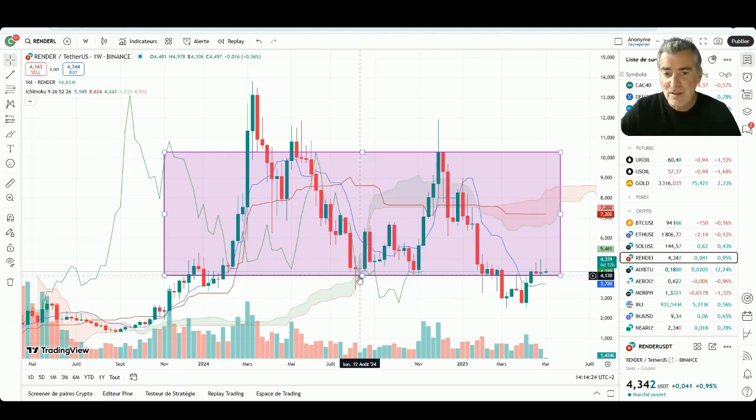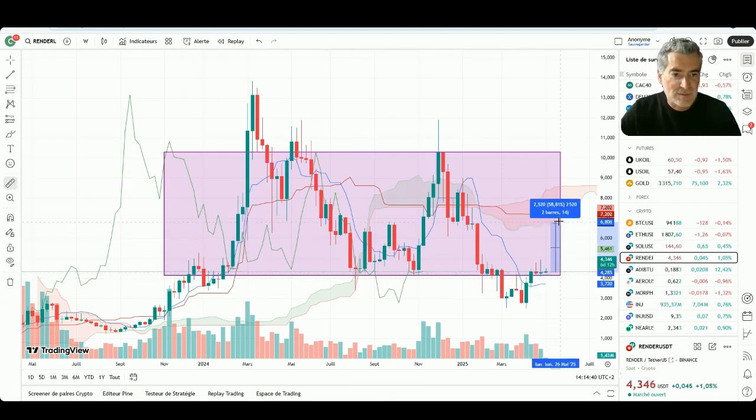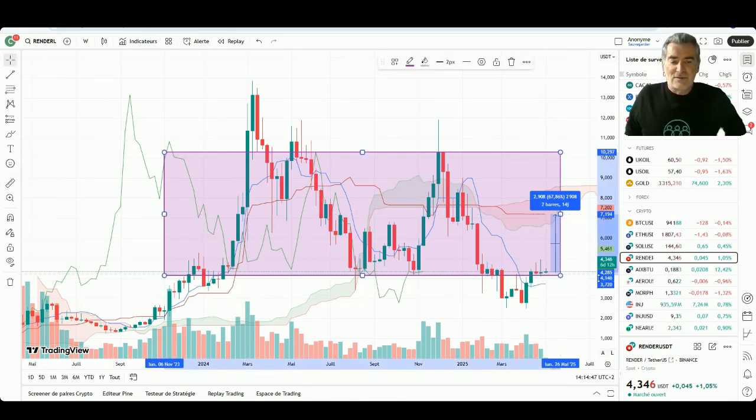Render is about decentralized GPU for 3D output. Similarly, Render, however, has been hit in terms of price since the beginning of the year and has just risen back within range. So it's also a very good time to enter this project with a rapid rebound possible to $7, which makes 68% appreciation.